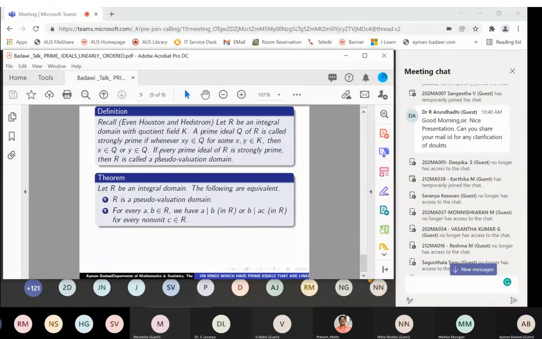Here is a characterization of pseudo-valuation domains. Let R be an integral domain. The following are equivalent. R is a pseudo-valuation domain. This is the same as saying that for every a, b in R, a divides b, or b divides ac for every non-unit c in R.